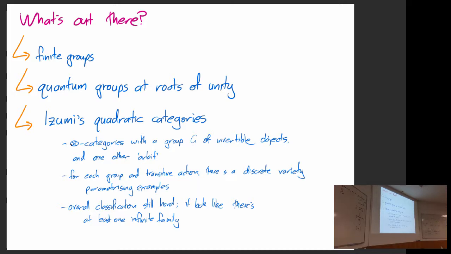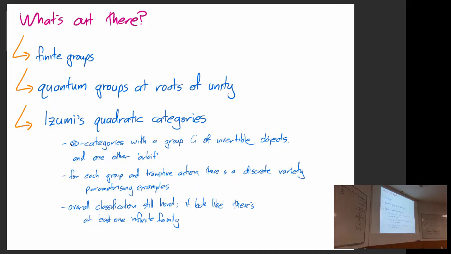G tensor X and G squared tensor X as the complete list of simple objects. Now that's a kind of strange thing to do. I mean, these were studied more or less out of desperation as people started realizing it was hard to classify fusion categories, and we decided to just try this case.